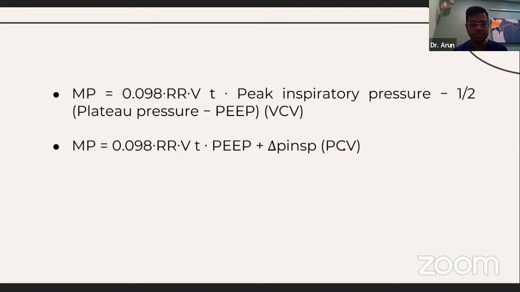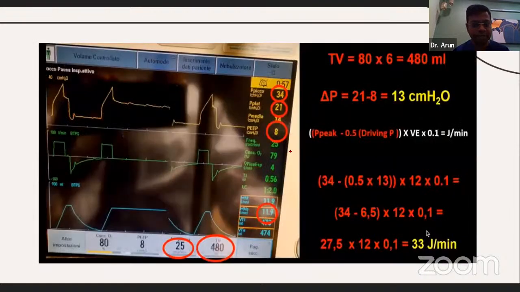In case your patient is on pressure control ventilation, this equation changes slightly. Same conversion factor, minute ventilation, PEEP plus delta P inspiration. For your understanding, I kept one example here. For example, your patient is in volume control mode with a predicted body weight of 80, and we are giving a low tidal volume, that is 6 mL/kg, so the set tidal volume is 480. Here, P plat is 21 and PEEP is 8, so delta P is 13 centimeter H2O.